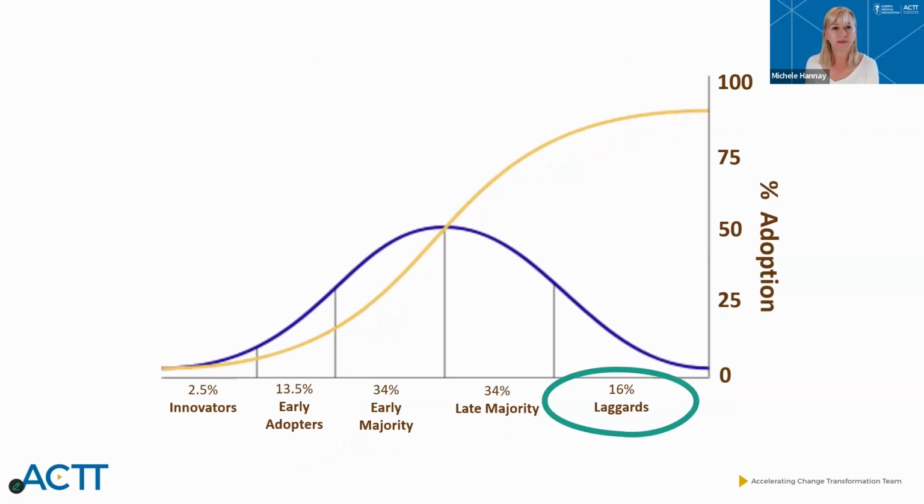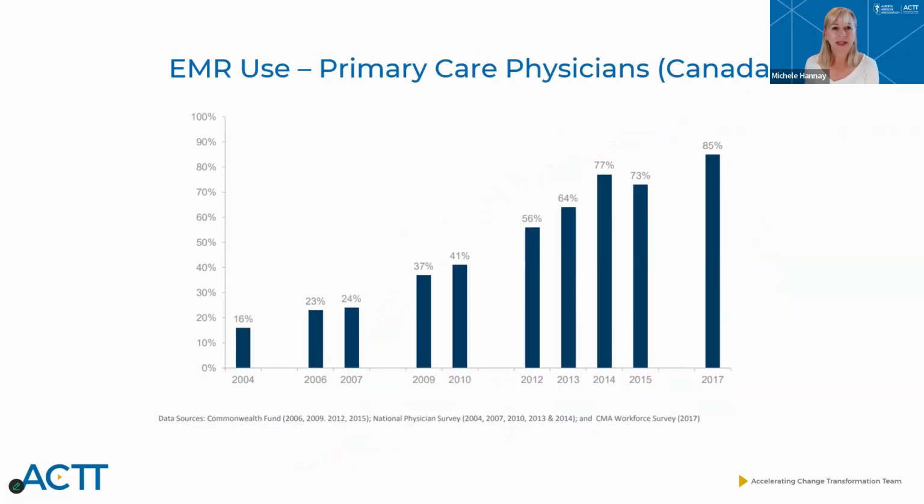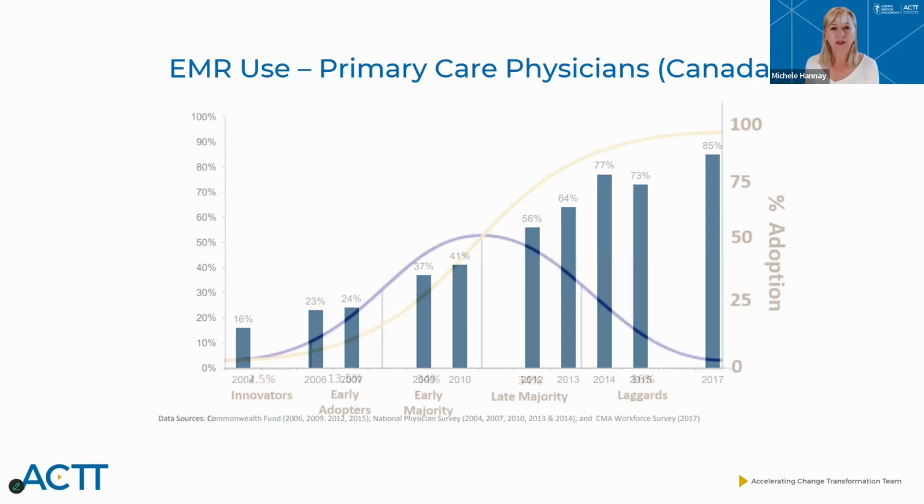So 15% of physicians had not adopted EMRs over a decade later, which aligns with 16% of laggards not adopting in Rogers' theory. So looking back again at the adoption of EMR over time, if we superimpose that diffusion of innovations curve, we can see how it aligns very closely. And I think we can come to the conclusion that in our situation of EMR adoption, the Rogers diffusion of innovations curve actually did apply. That theory worked.